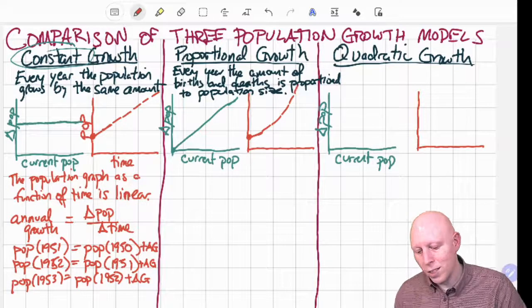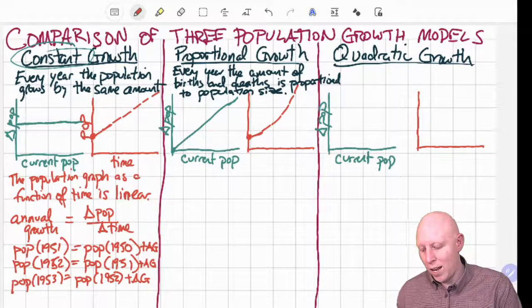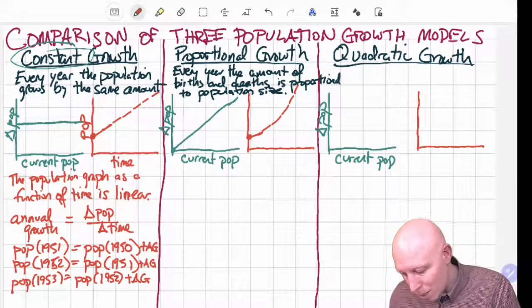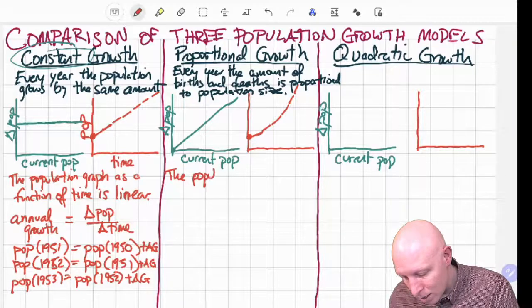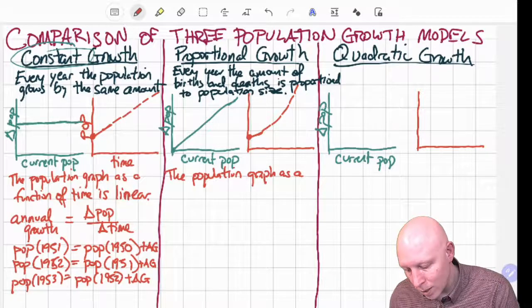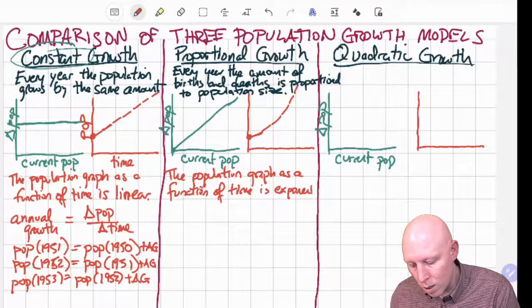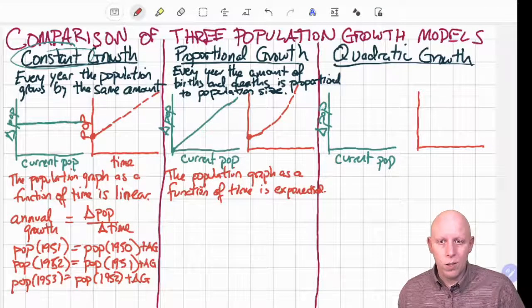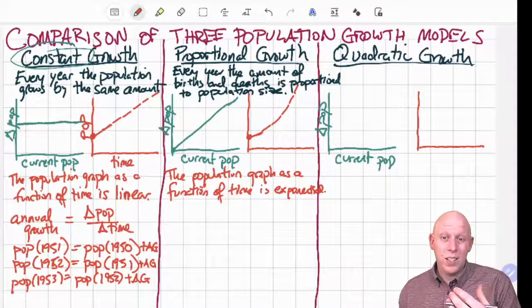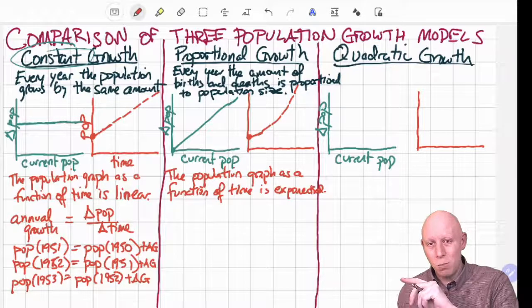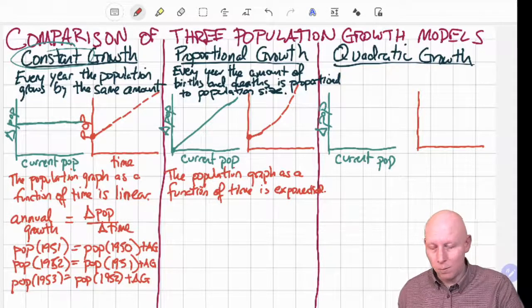If you keep doing this, instead of the population graph being linear, the population graph as a function of time is exponential. So if we start off with a graph and the population has a proportional growth model, then we would expect the population to grow exponentially.